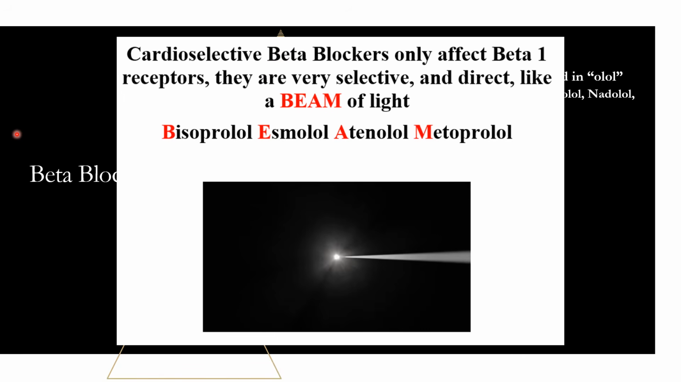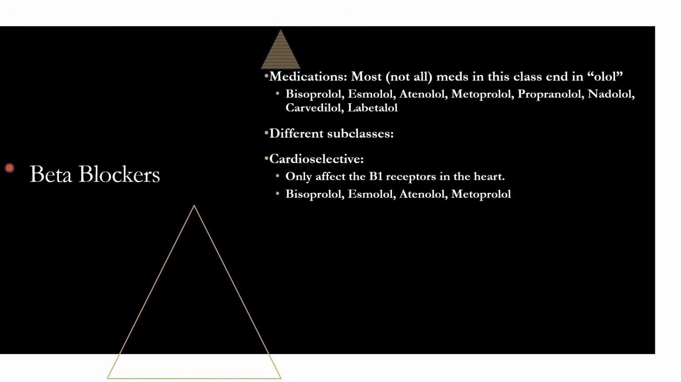So the way that I remember that is that the first letters of bisoprolol, esmolol, atenolol, metoprolol spell BEAM. And I think cardioselective beta blockers only affect beta 1 receptors. They're very selective and direct, like a beam of light. You can see a beam of light is just this direct beam. It's very selective in where it's affecting. So if you can remember beam of light, you can remember the 4 meds that you're going to see in the cardioselective beta blockers, the ones only affecting beta 1 receptors in the heart.